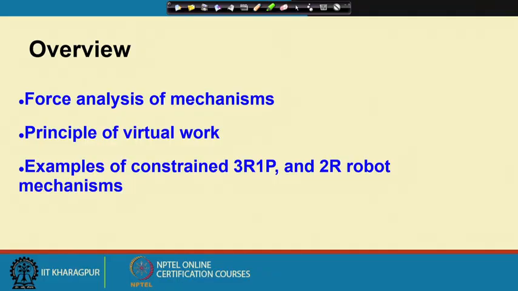In today's lecture, the overview is as follows. We will look into the problem of force analysis of mechanisms using the principle of virtual work and consider examples of the constraint 3R 1P chains and 2R planar robot mechanisms.